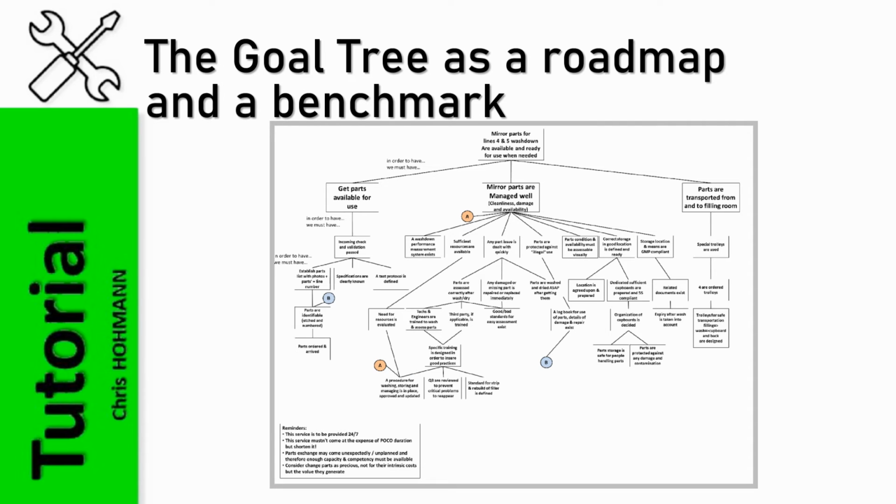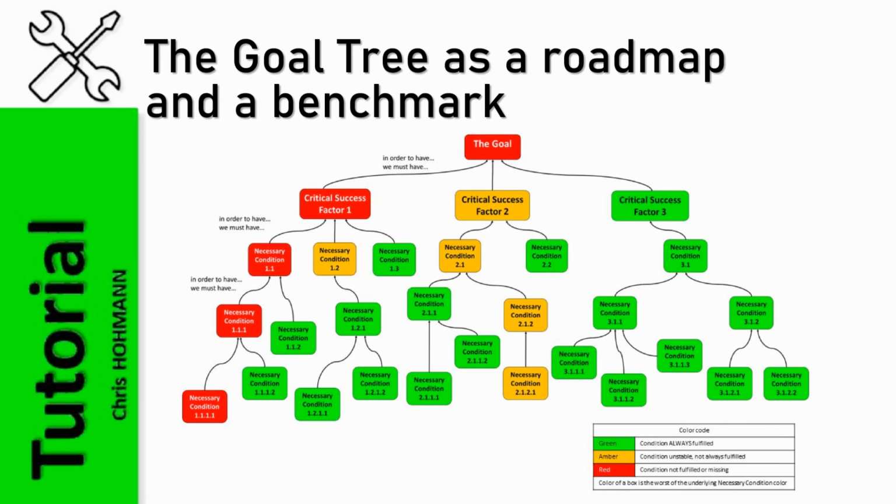Once built and verified, the goal tree is a roadmap. It displays all milestones towards the goal. It is also a benchmark that indicates what must absolutely be mastered in order to achieve the goal. Why not going one step further and assess the current situation against this ideal state shown in the goal tree?